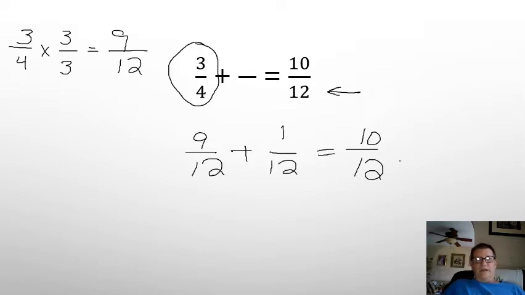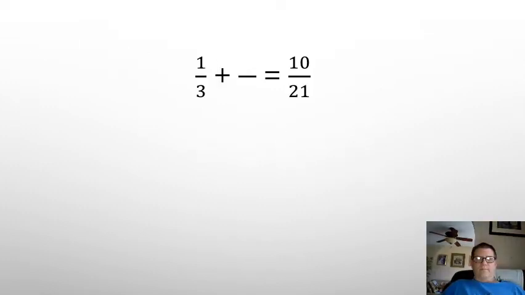Now the key is always turn everything into the same denominator as our answer to solve for the unknown values. All right, still been pretty easy so far. Let's look at the next one. Okay, now let's see how this one goes.